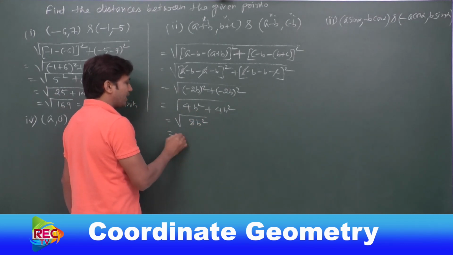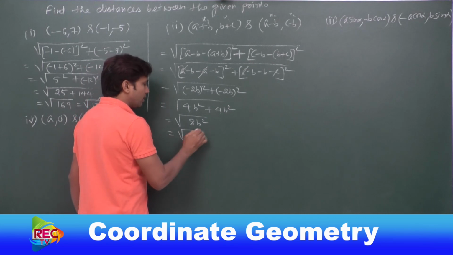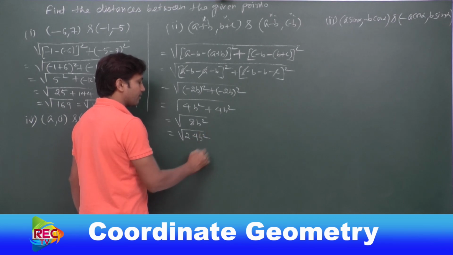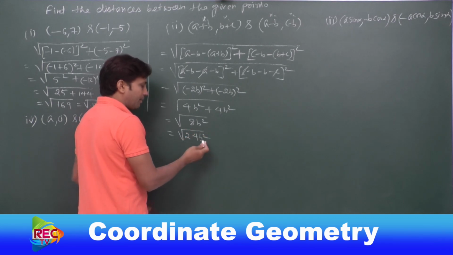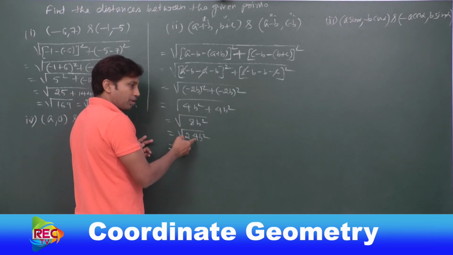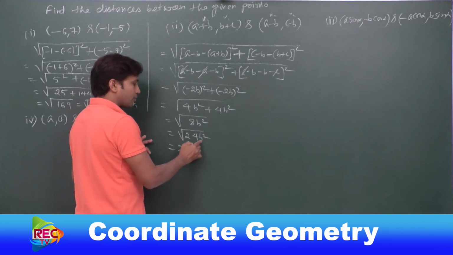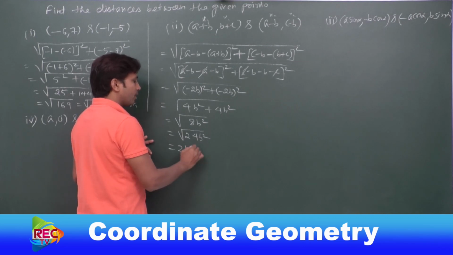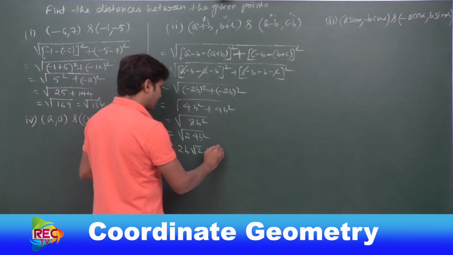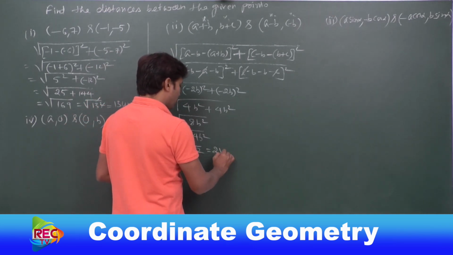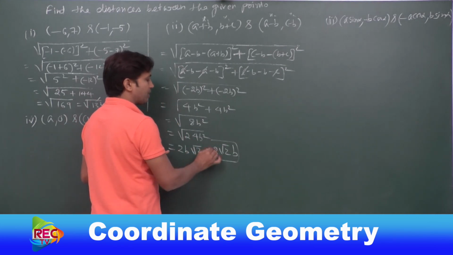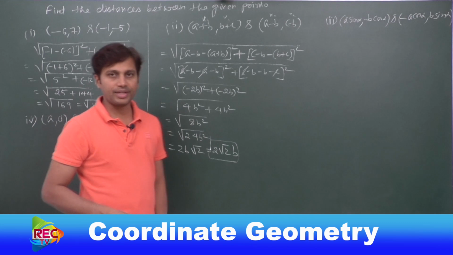Now we can split this like how? See, for example, I want to split this into 2 into 4b square. Now 4b square we can pull outside of the square root. Square root of 4 will be 2, square root of b square would be b. Now root 2 is left over. So now here we can write this as 2 into root 2 into b. So this is the distance between these 2 points which are given.